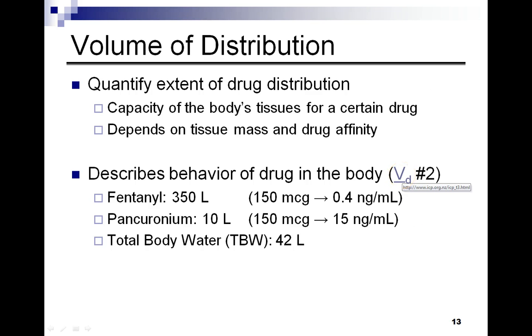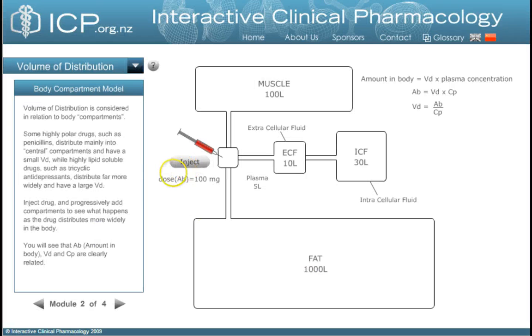Let's take a moment and look at this simulation over here. So if we imagine that we have 100 milligrams of drug and we inject it into the plasma, which has a volume of 5 liters, well then 100 milligrams in 5 liters would give us a concentration of 20 milligrams per liter. But the drug doesn't stay in the plasma, it distributes to the extracellular fluid, and suddenly we have 15 liters of volume, and 100 milligrams in 15 liters, well that's only 6.7 milligrams per liter.